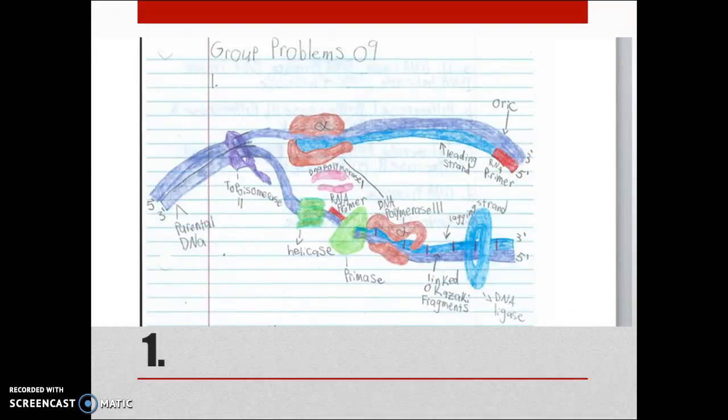So this is the drawing that I did. I labeled everything. I added the DNA gyrase, but I also showed the polarity of the strands, all the enzymes, including the helicase, primase, the polymerase subunit alpha, and the DNA ligase. And I also included the linked Okazaki fragments, which are shown kind of as fragments in red.